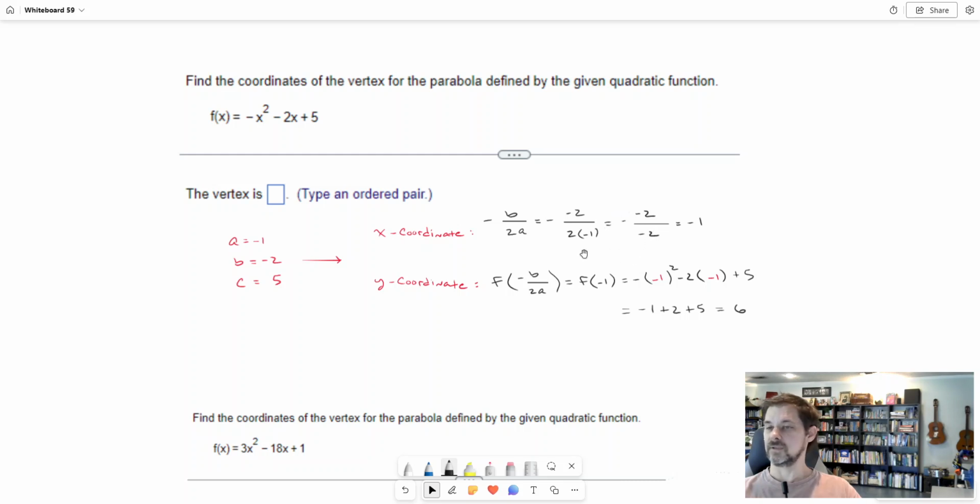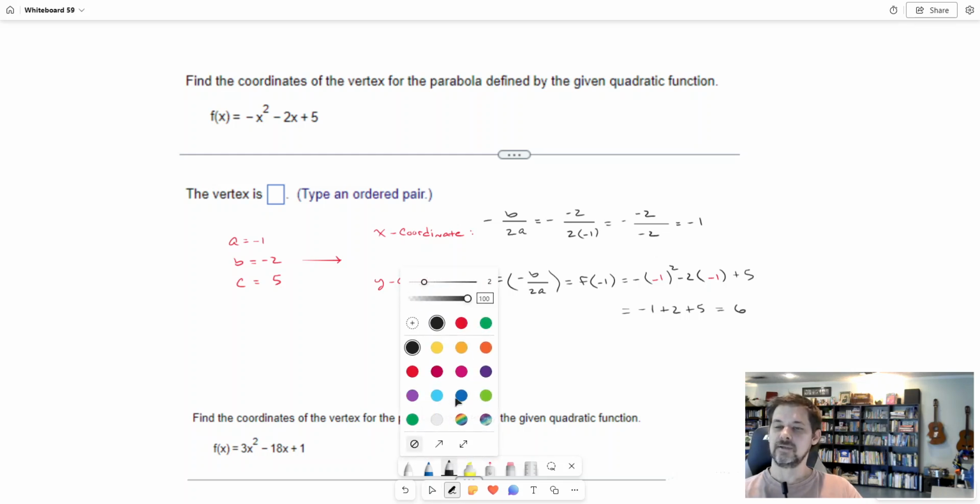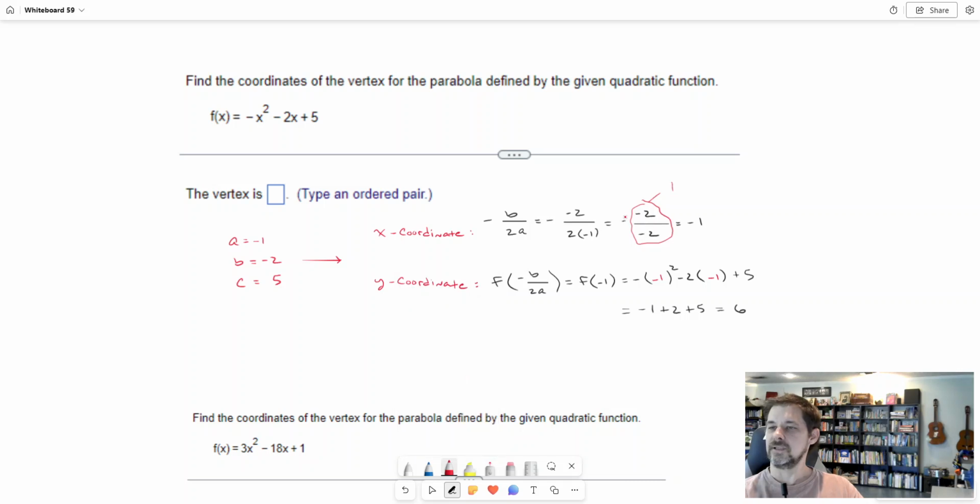There's not a whole lot of math to do, but 2 times negative 1 is negative 2. And then what happens if we divide negative 2 by negative 2, like right here? What number is that? That's 1. So it's negative 1, and that's my x-coordinate. The x-coordinate of the vertex, let's write our answer down. I'm going to put the vertex in there. If I was on my math lab, it would be negative 1, and that'd be the x-coordinate. The y-coordinate I haven't figured out yet, but it goes where that question mark is.